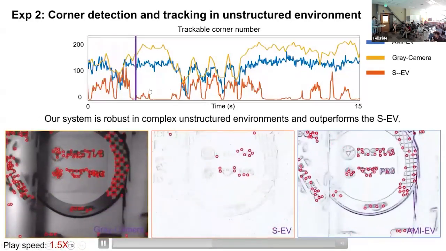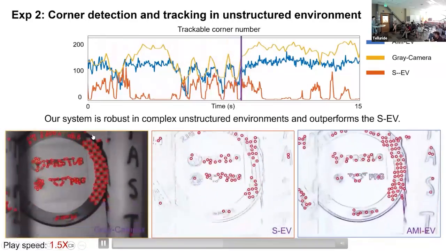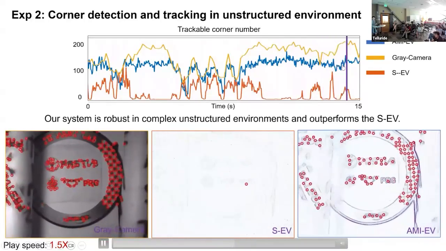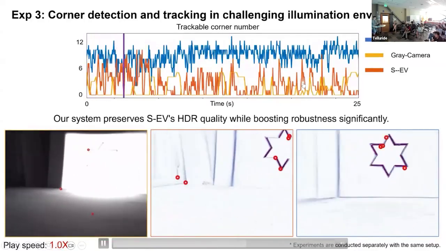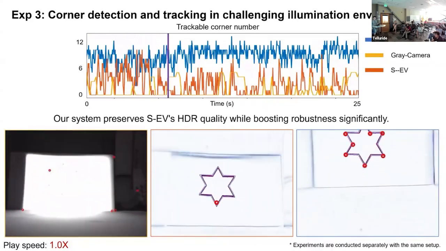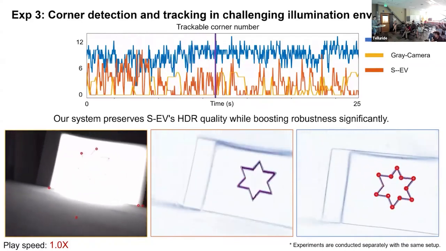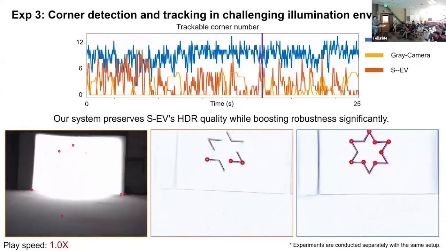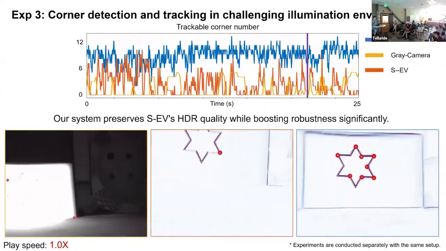For complex environments, our camera is not as good as the grayscale camera, but still outperforms the standard event camera. In the challenging illumination cases, both the grayscale camera and the standard event camera fail. The grayscale camera failed because of its low dynamic range, and the standard event camera failed because of its perceptual fading. In this case, only our camera has a robust performance.